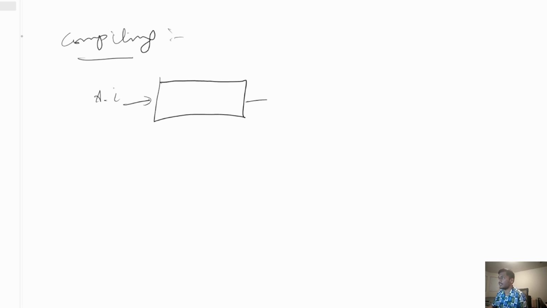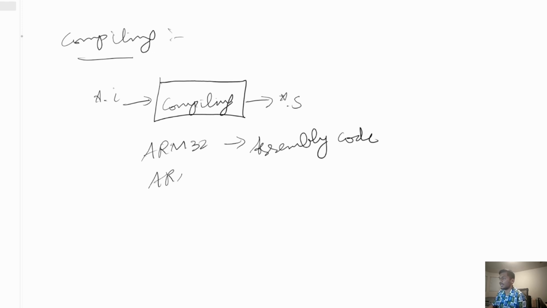After the pre-processing stage, let's continue with the compiling stage. In the compiling stage, previously we got the .i file, right? That will be converted into an assembly or .s file. So what it does is, suppose you are compiling for the ARM32 instruction set, then the assembly code for ARM32 will be generated. Similarly, for ARM64, ARM64 assembly code will be generated, and for x86, which is the Intel processor, assembly code for the Intel processor will be generated.